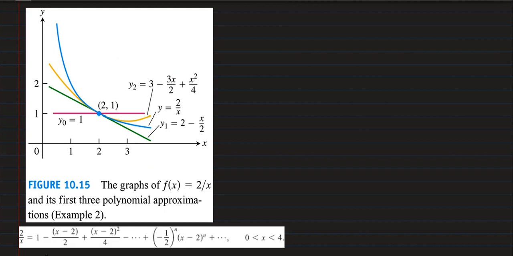In this figure, we see a graph of f of x equals 2 over x. That's this curve right here, y equals 2 over x. And then the first three polynomial approximations. So y sub 0 would be y equals 1. It's a constant function. Y sub 1 would be a linear function. It does a decent job of approximating it because it's starting to get the slope right here. And then the quadratic function, this gold function, does an even better job of approximating this function.